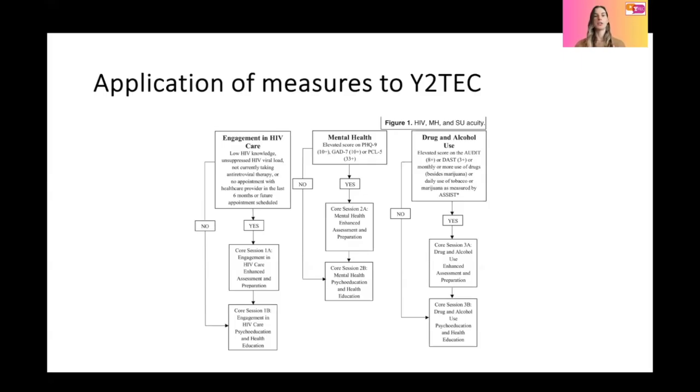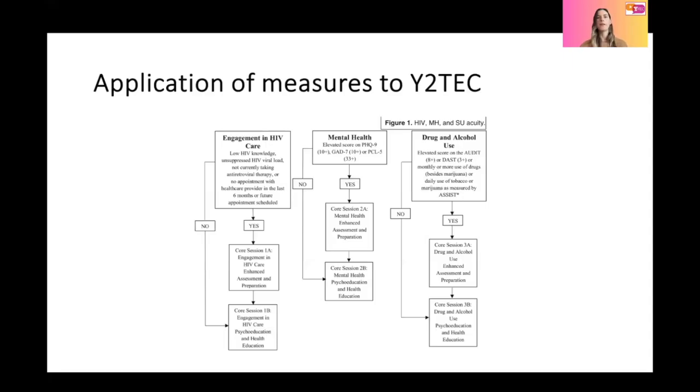For the HIV session, it's the knowledge questionnaire score, as well as what their viral load looks like, if they're not currently taking any medications, or if they have no appointment within the past 6 months or no future appointments. These would lead them to automatically get both the A and B sessions. If they're doing really well and on track, they would just get the B psychoeducation focus session. Again, I will go into more detail on the breakdown of these sessions.